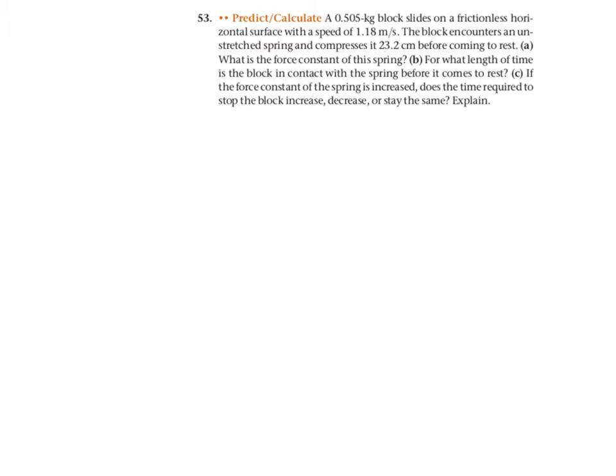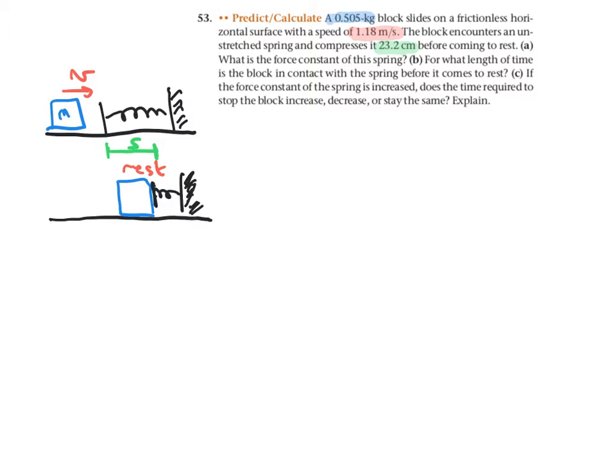Chapter 13, number 53. A 0.505 kilogram block slides on a frictionless horizontal surface with speed of 1.18 meters per second. The block encounters an unstretched spring and compresses it 23.2 centimeters before coming to rest. A. What is the force constant of this spring?